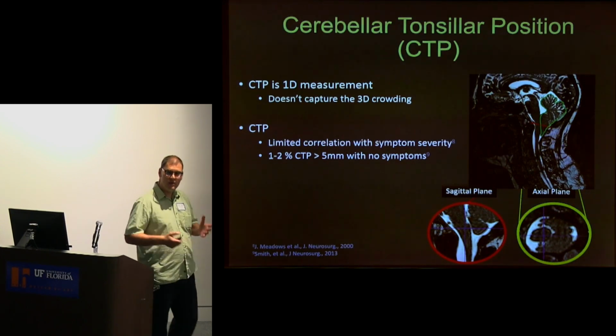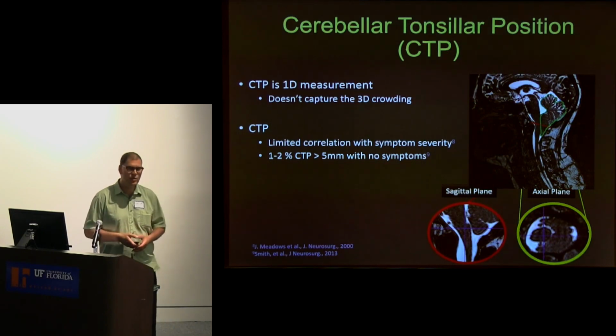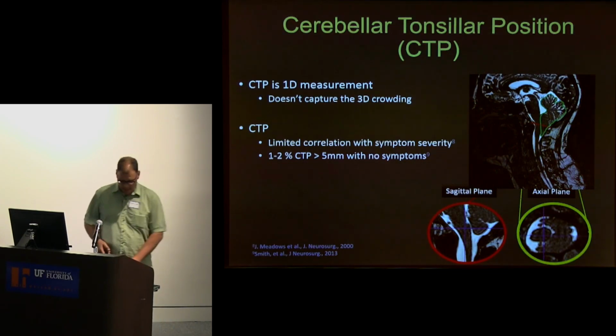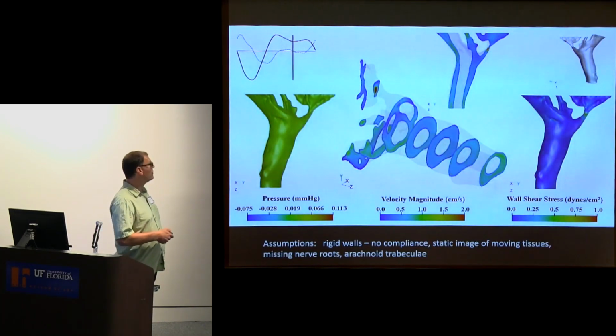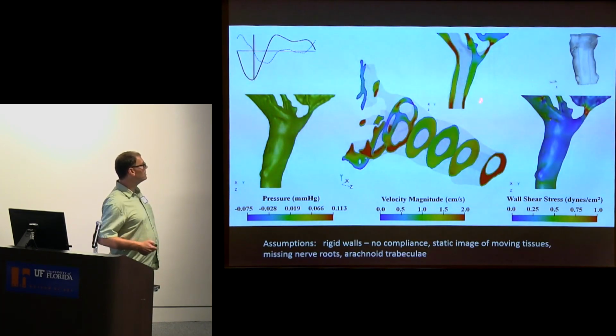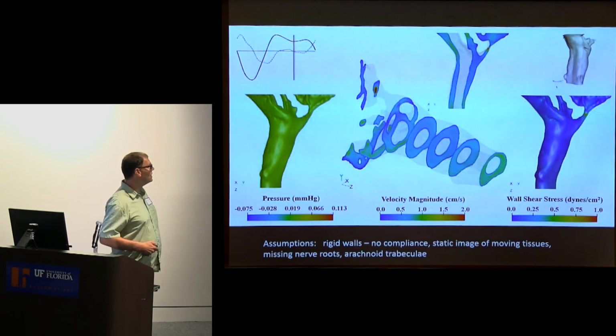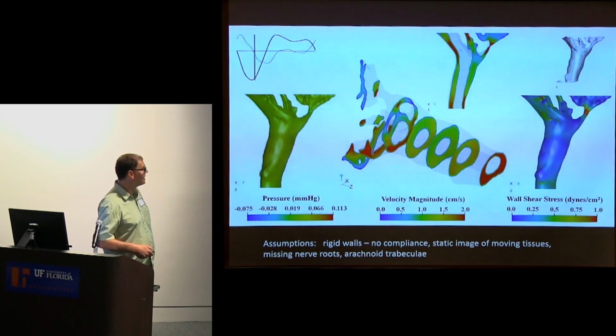That's why years ago we got excited. We said, we've got to have a three-dimensional parameter of this resistance that takes all of that into account. And we do computational fluid dynamics. I'm not going to go into all the details of it. This is the CSF in the subarachnoid space. This is a Chiari case.